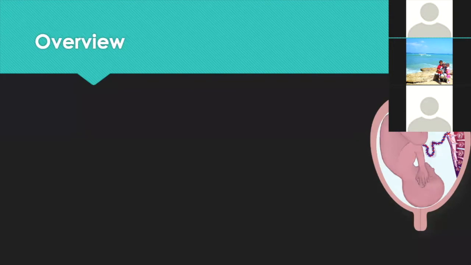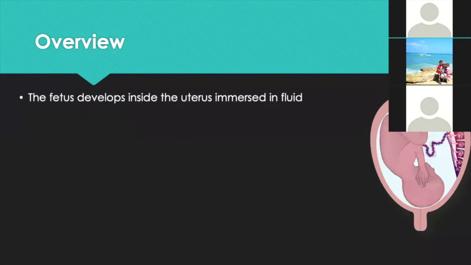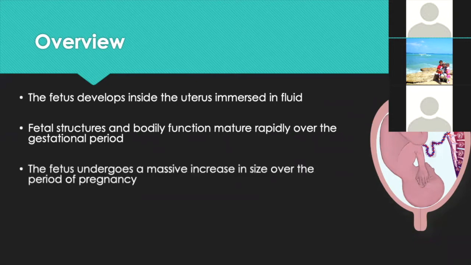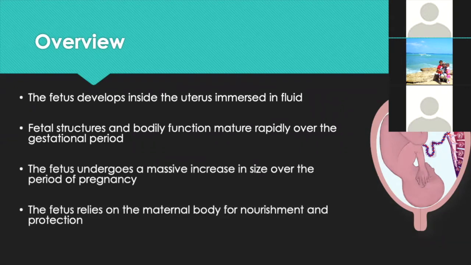So as an overview, baby is different from us, yes? In very small ways, nothing major. So it develops inside the uterus, immersed in water, yes? It actually matures and grows quite remarkably within a very short span of time. It's the fastest you can grow within your life. The fetus undergoes an increase in size in pregnancy and obviously maturation, and it relies on mom for its nutrition and oxygenation. That's the big difference, yes?